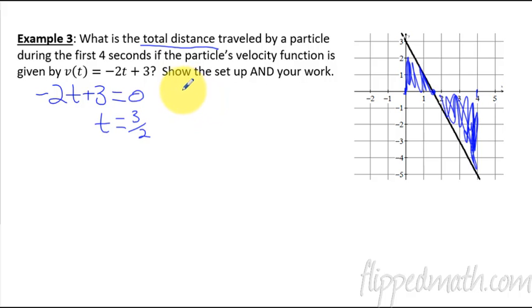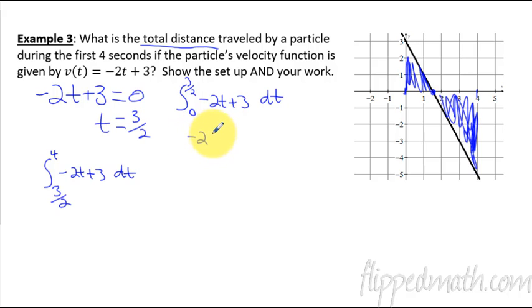So what you'd have to do is this. I'm going to take from 0 to 3 halves of negative 2t plus 3, and then technically dt. And then the other one I'm going to figure out is, I'll do this one down here. I'm going to go from 3 halves up until 4 seconds. And then of negative 2t plus 3 with respect to t. Okay, so let's do this.